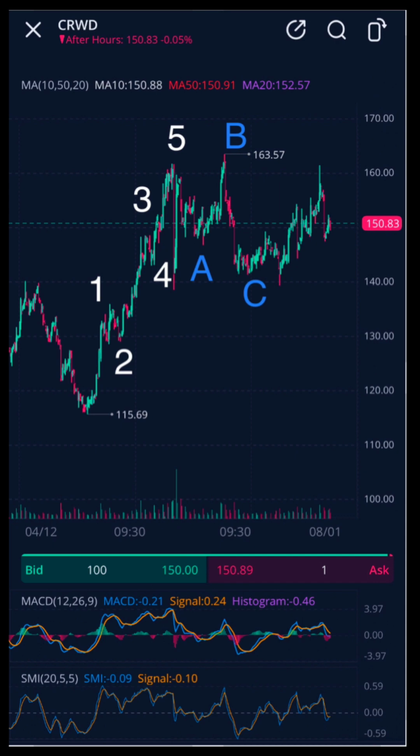But I'm on the four-hour chart, and typically, that would be a flat ABC, right? Because typically, B wouldn't retrace higher than the fifth wave. But it's okay. Like I said, it doesn't always get perfect. But we got the A, we got the B, we got the C.